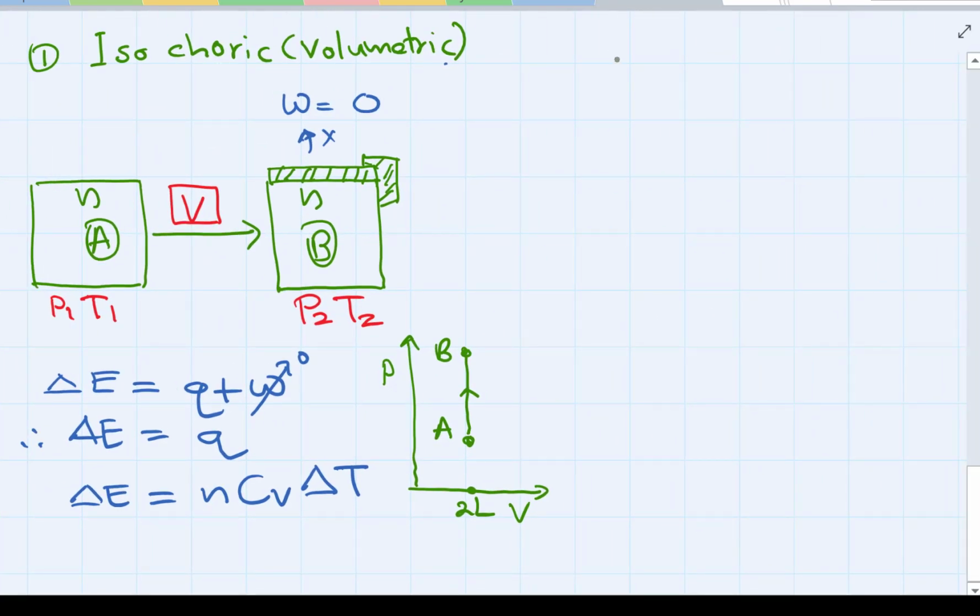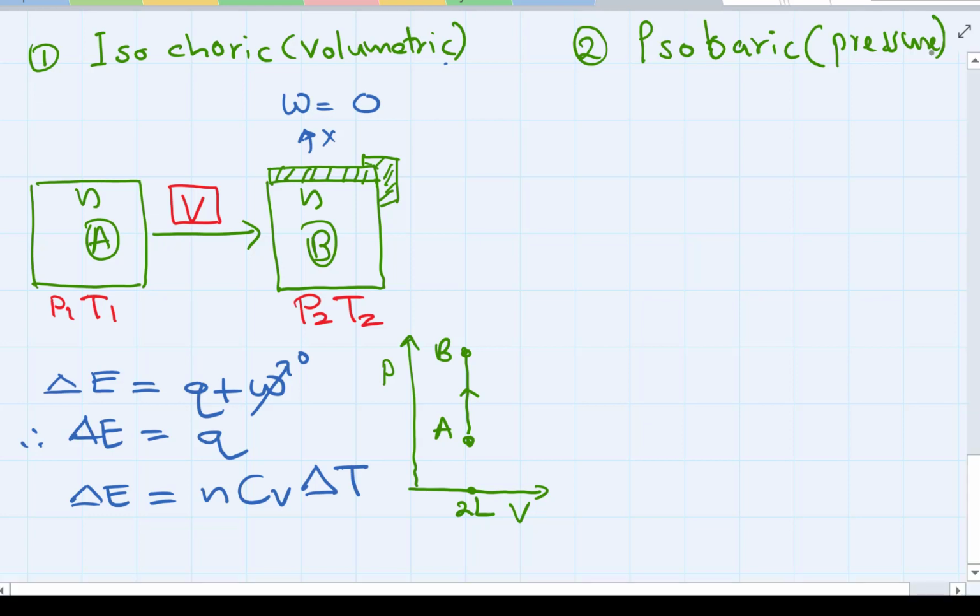Okay, now let's move to the next situation, isobaric. That is constant pressure. Iso is same, constant, and baric is pressure. Where do we have this situation? It's on planet Earth. Here's me on planet Earth doing some experiments. Nothing is 0 here. Nothing is free on planet Earth, so think that way. Nothing's going to be 0.